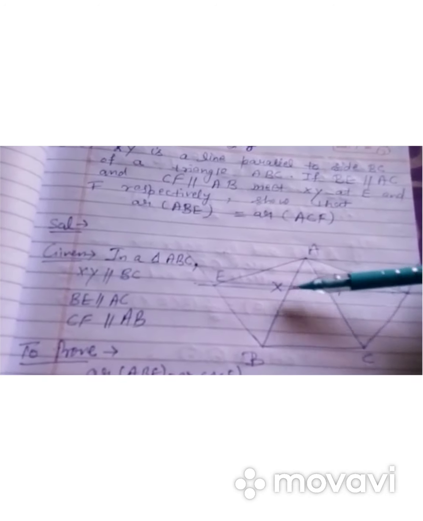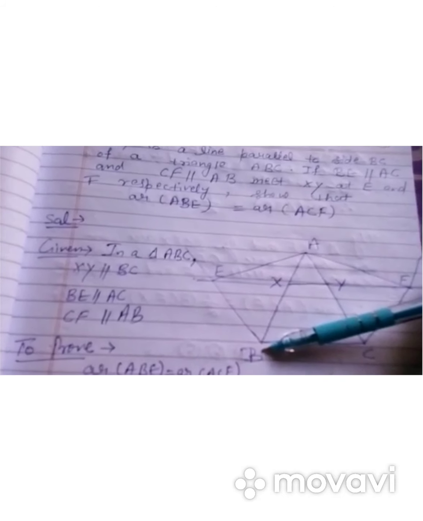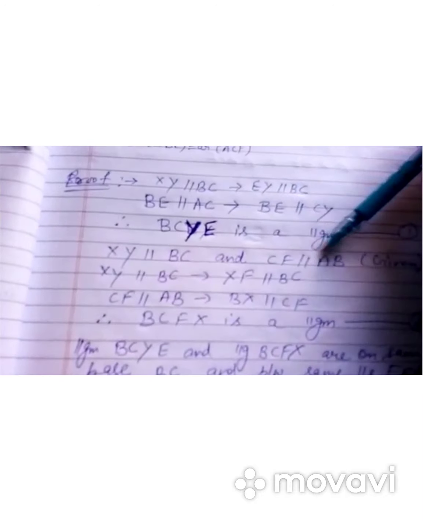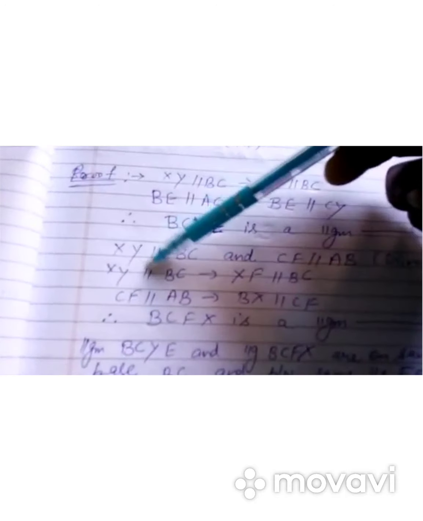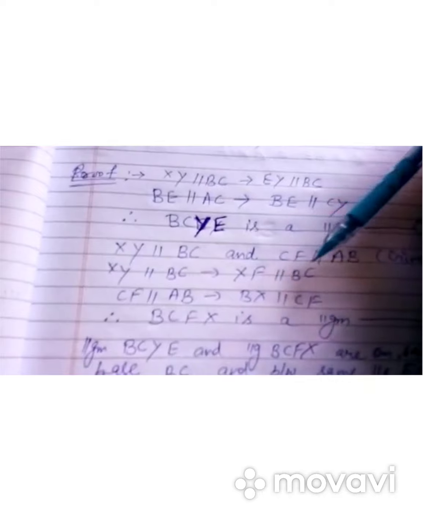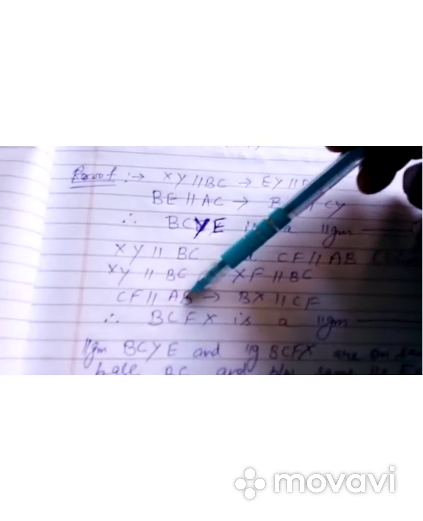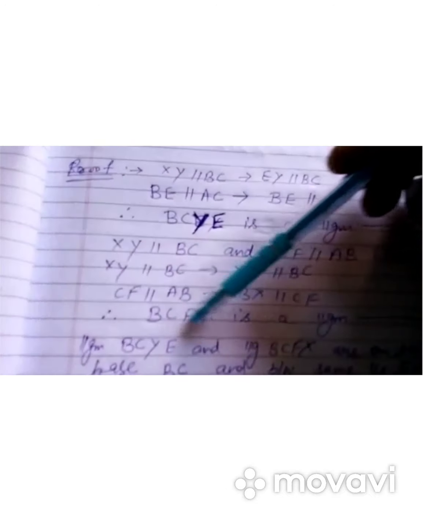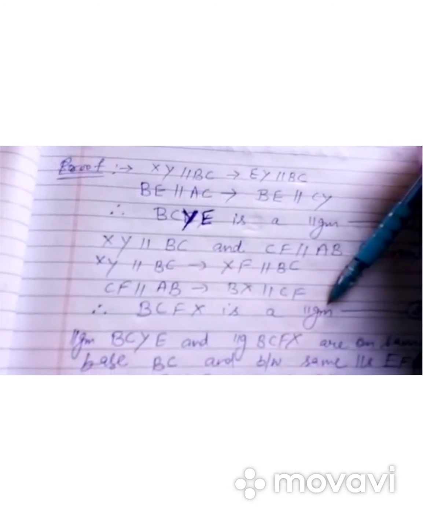Similarly we can prove that BCFX is a parallelogram. If XY is parallel to BC, we can say that XF is parallel to BC, and CF is parallel to AB, so CF is parallel to XB. XY is parallel to BC and CF is parallel to AB, so XF is parallel to BC and BX is parallel to CF. Therefore BCFX is a parallelogram.